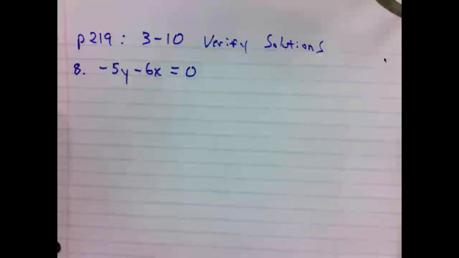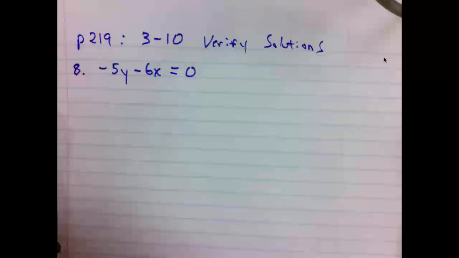Number 8 says, negative 5y minus 6x equals 0. And we are checking the solution, negative 6 comma 5.